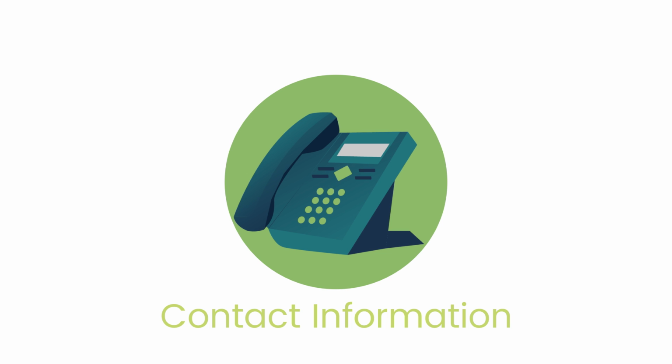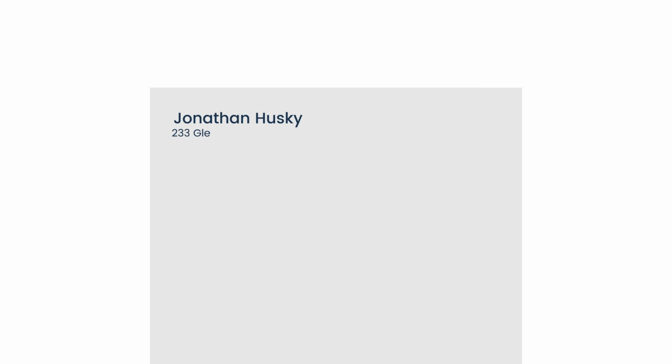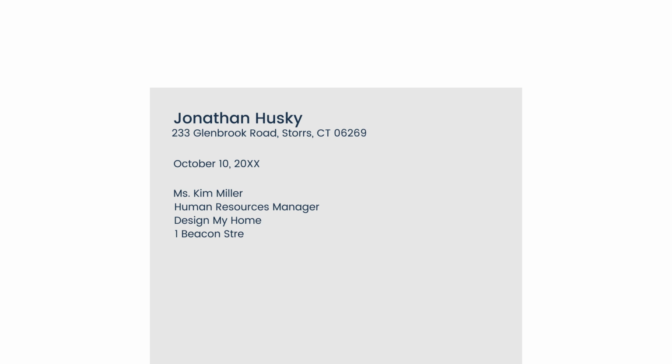The heading is where you provide your contact information. This can be the heading from your resume or simply your address, followed by the city, state, and zip code where you live. Next, add the date you are writing the letter. And lastly, you will include the contact information for the employer contact or HR director, followed by that person's title, organization, and the address of the company.